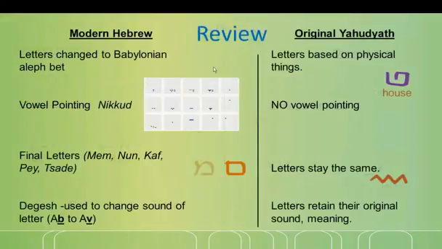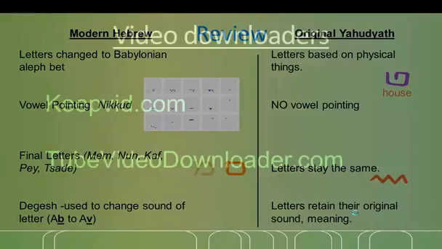So here is a brief overview of that. No vowel pointing. Letters were based on physical things. The letters were changed to the Babylonian alphabet, which just by looking at it, you cannot tell where it originated from. The vowel pointing in original Yahudyath: none. Final letters stay the same. The letters change their sound in modern Hebrew, and in Yahudyath it remains the same.